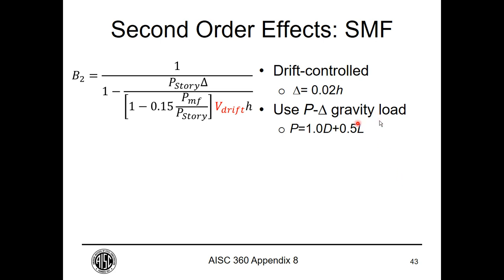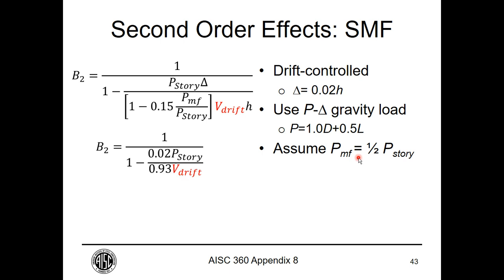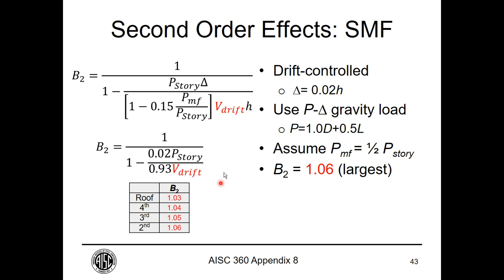We're going to use the appropriate load combination, which includes 1.2 dead plus 0.5 live. And for simplicity, we'll assume that no more than half the load is supported by these moment frames. So that gives us this simplified equation where the drift is the drift limit and the RM factor is 0.93. And based on that, we calculate a different B2 at each level. It's typically largest at the bottom level, where it's 1.06.